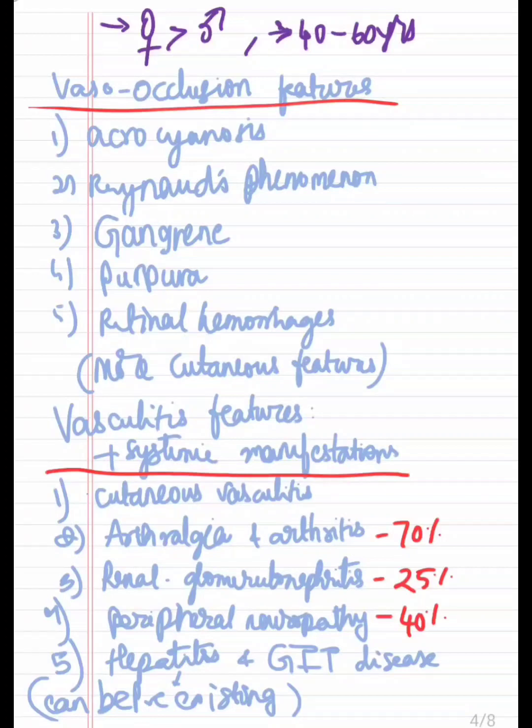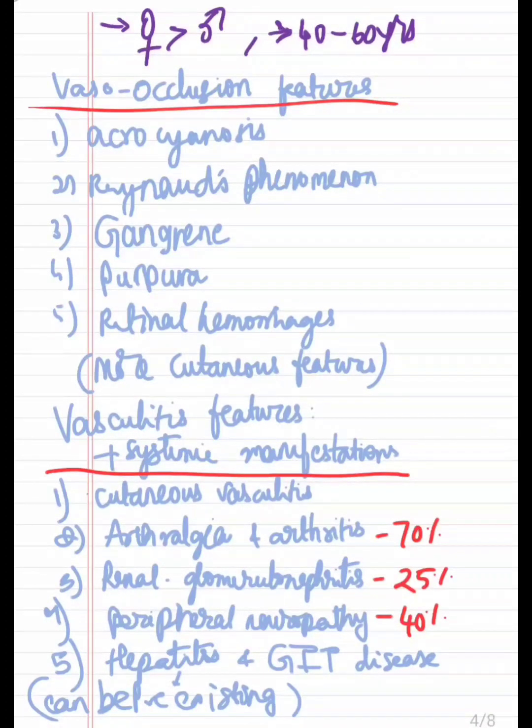Then coming to the vaso-occlusive features that are commonly seen in type 1 cryoglobulinemia, we've got acrocyanosis, Raynaud's phenomenon, gangrene, purpura and retinal hemorrhages. Here we've got more cutaneous features. Whereas in type 2 and type 3 mixed cryoglobulinemias, along with vasculitic features, we've also got systemic manifestations.